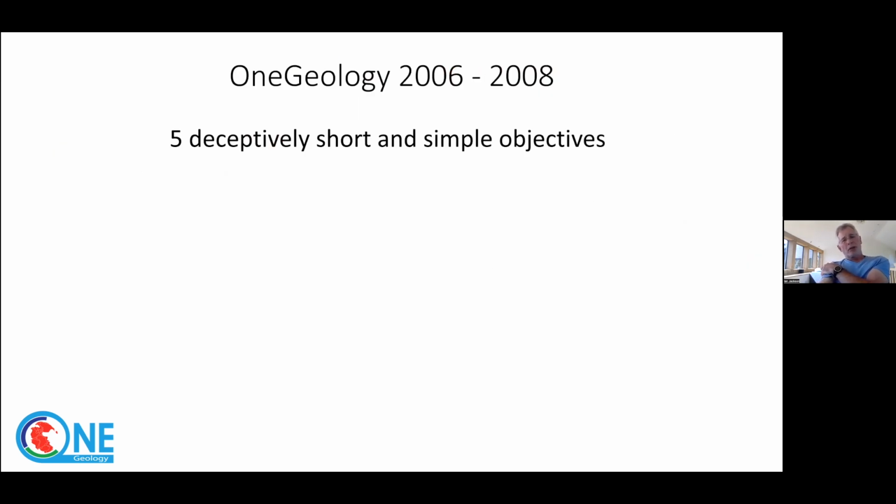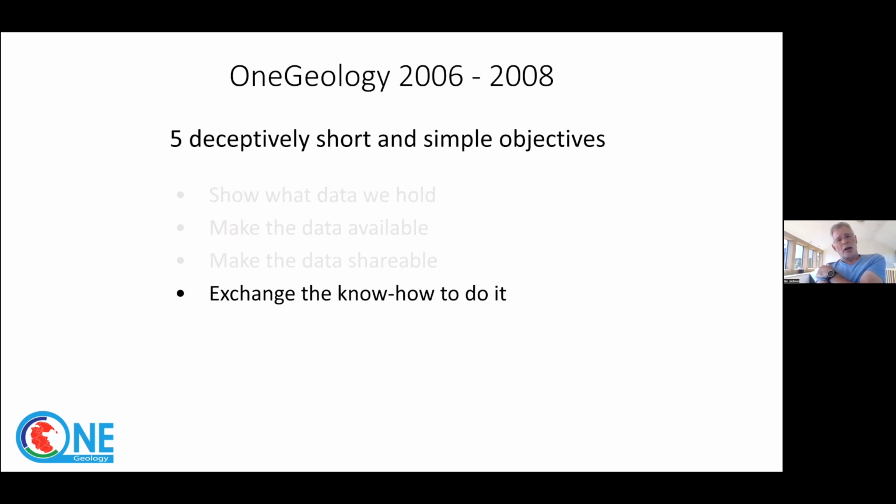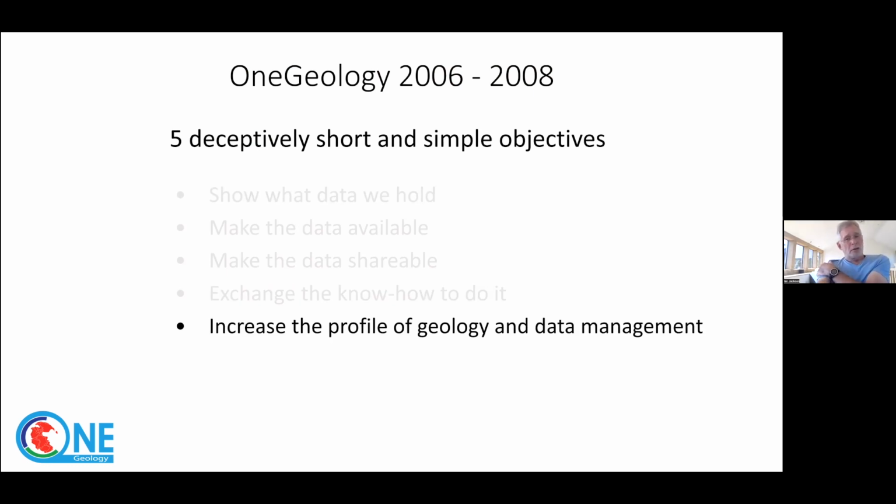What did we do? Well, we kept it short and simple. With 120 nations to deal with and all those languages and all those different jurisdictions and bodies, we could not afford a complicated project. So what did we want to do? What data did we actually have? We wanted to make that data available. We wanted to make that data shareable. We wanted to help people get it out there. But you notice that word doesn't say transferred, it says exchange, because this is a two-way process. And we wanted, naturally you might think, to increase the profile of geology and data management too, because it was pretty much the Cinderella at the time. Everybody wanted to spend money on the science, and not many people wanted to spend money on the data.